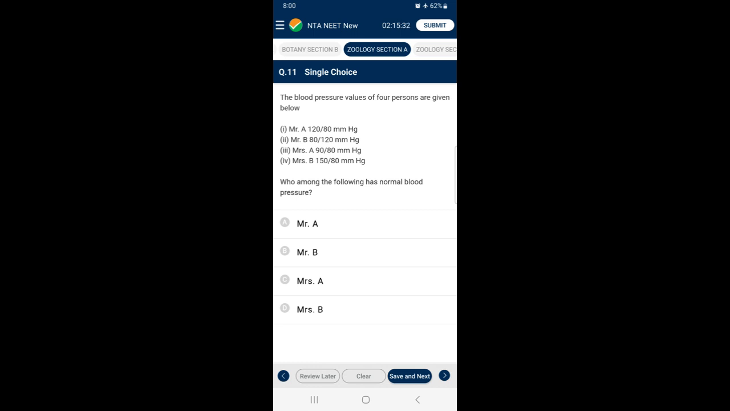The normal blood pressure is 120 by 80. In this measurement, 120 is the systolic value or pumping pressure, and 80 mm is the diastolic value or resting pressure. If repeated checks of an individual's blood pressure show 140 by 90 or higher, 140 denoted as systolic, 90 diastolic, it shows hypertension. High blood pressure leads to heart diseases and also affects vital organs like the brain and kidney. So the answer for this question is option A. Mr. A has normal blood pressure, 120 by 80, 120 systolic, 80 diastolic.